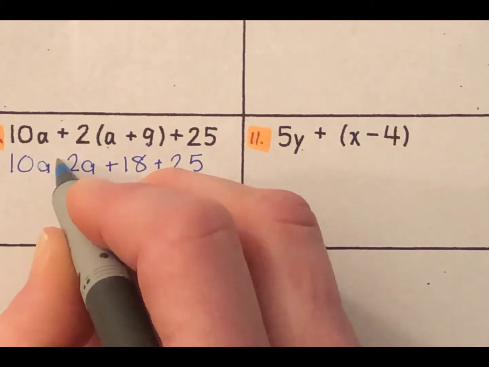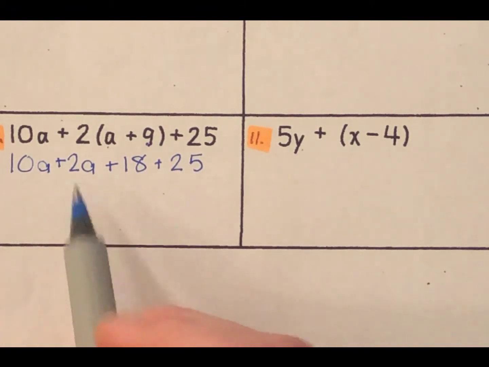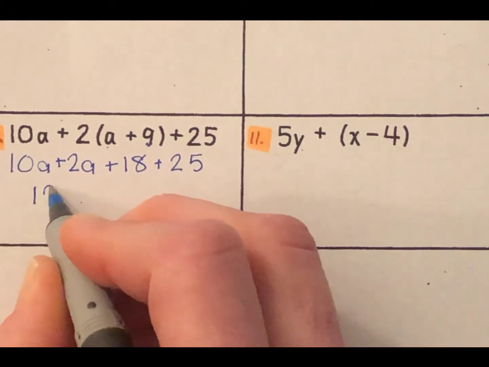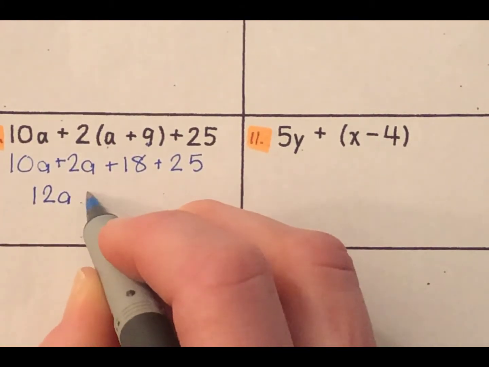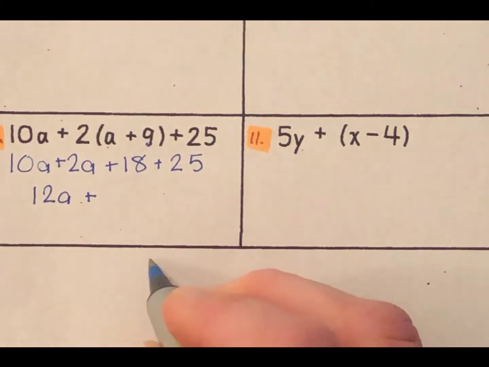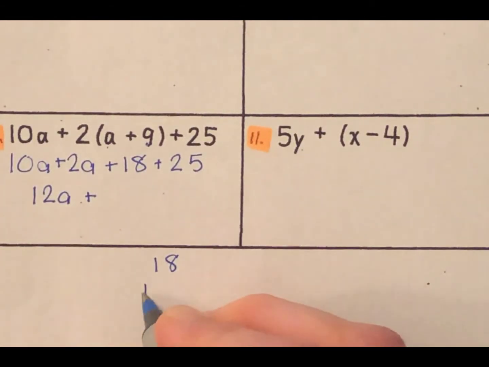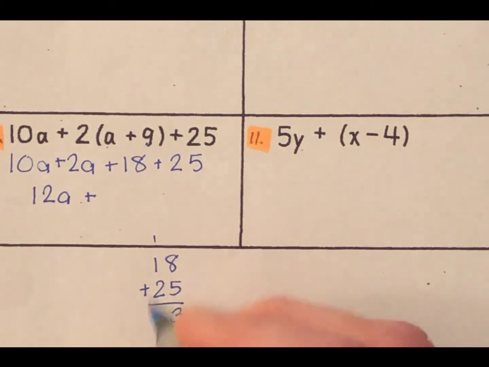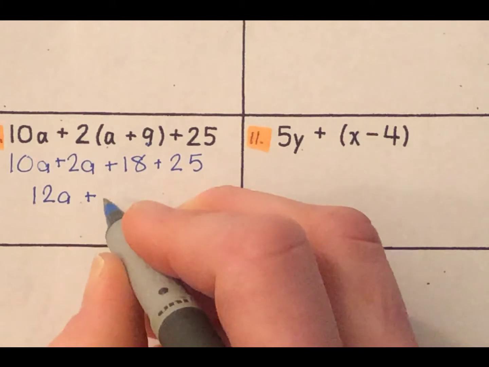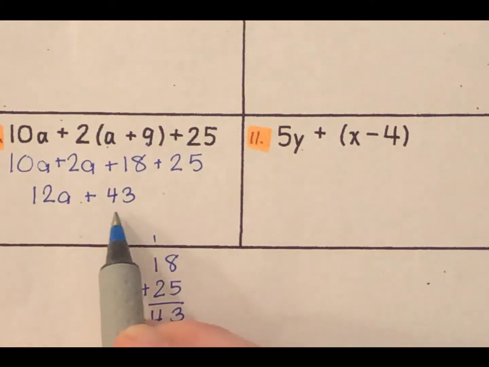There we go. I forgot my little plus sign. So I have 10a plus 2a is 12a. And then 18 plus 25 is, let's see, 18 plus 25, 43, plus 43. I did my variable term first and my number or constant last.